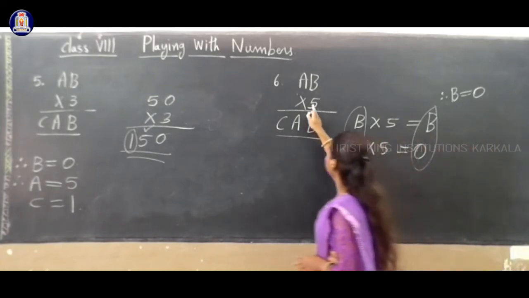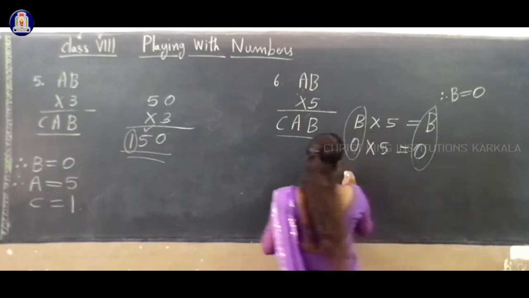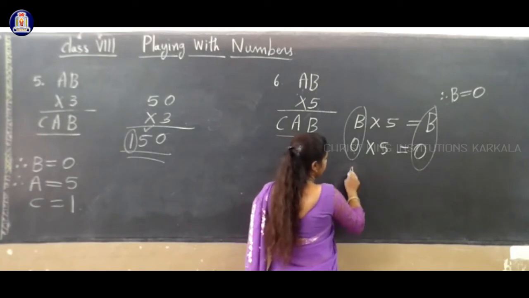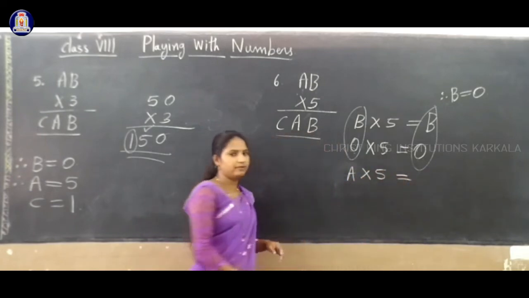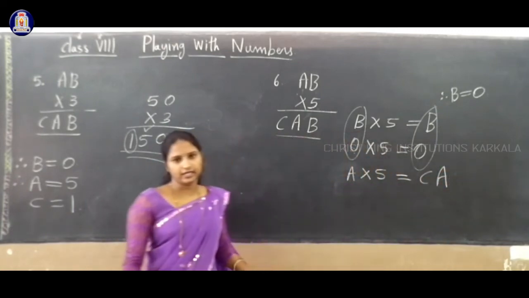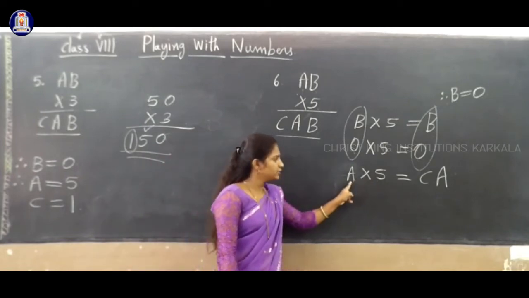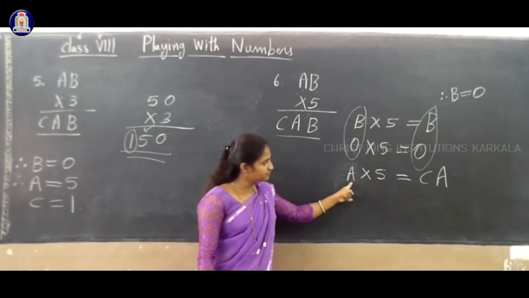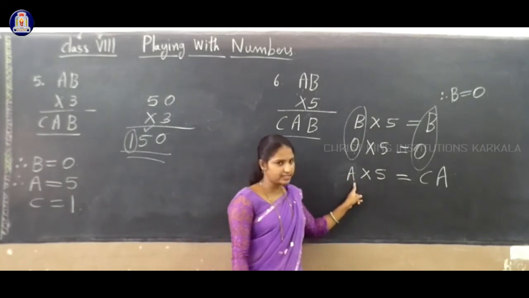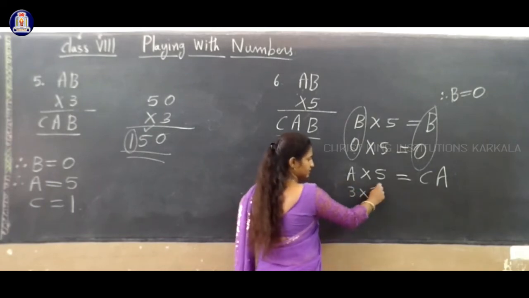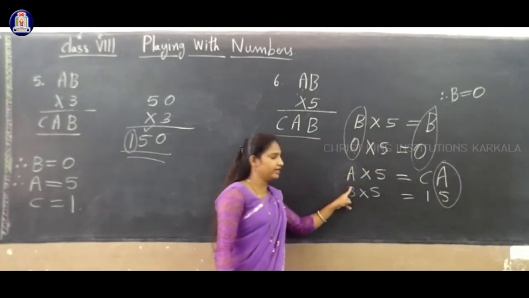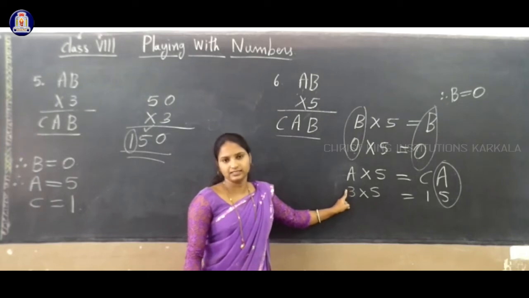Clear? Now multiply 5 into A, or A into 5. If you multiply 5 into A, we get the answer CA. Now multiply 5 into 3. 5 3s are 15, correct? If you write 3 here, the answer we get here is 15. But the value of A we got here is 5 and the value of A here is 3. Is it possible? No. This is not possible.